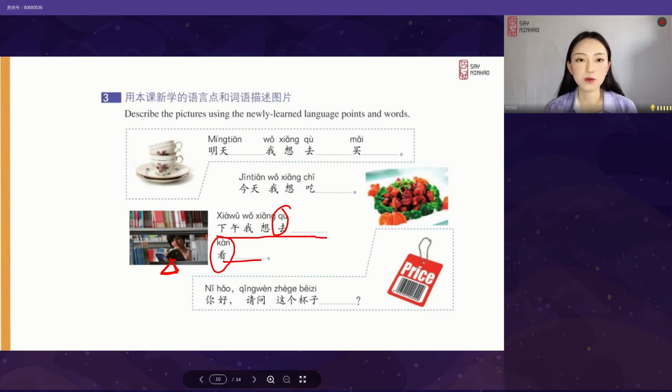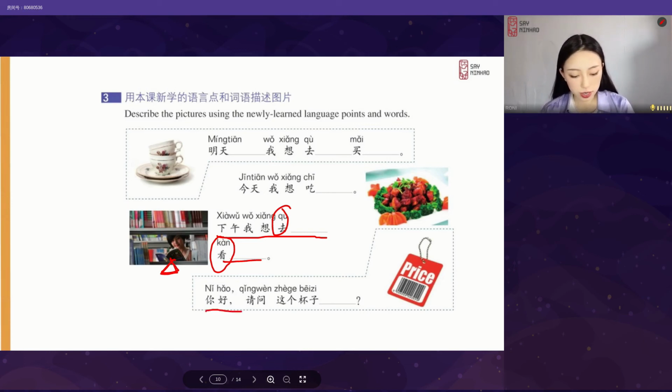So where can we read books? Library, we didn't know how to say it in Chinese, so another place is school, right? So let's put school inside, which is 学校. So the sentence can be 下午我想去学校看书。Okay.